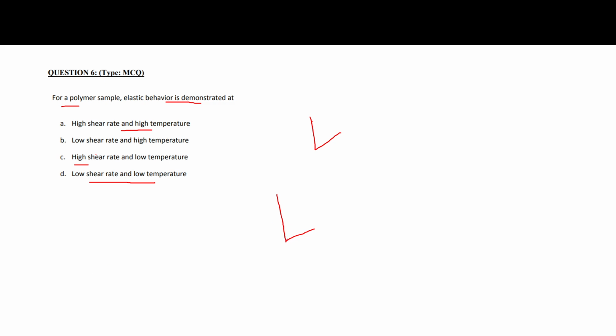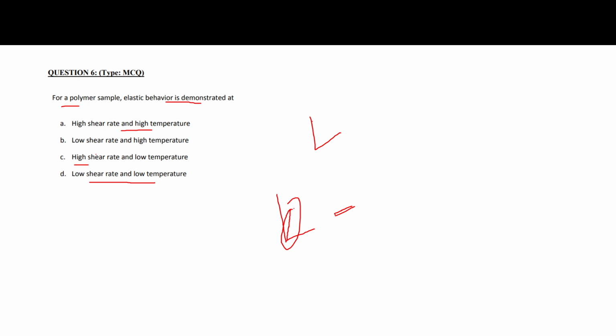Elastic behavior means that when you plot stress versus strain, it will be a perfectly straight line. The strain is not changing that much with increasing shear stress. When you take out the load, the polymer comes back to its original position. That is what we call elastic behavior.